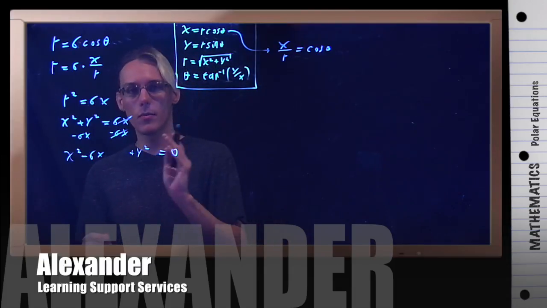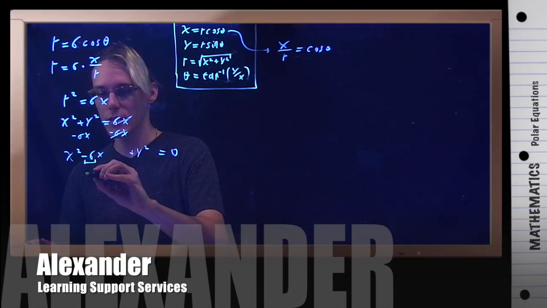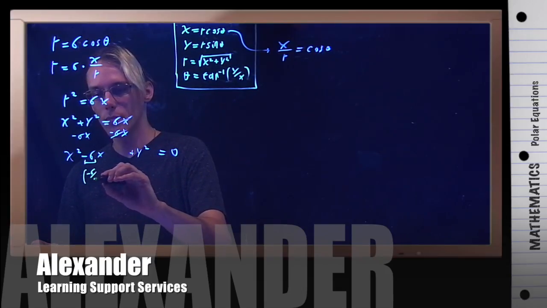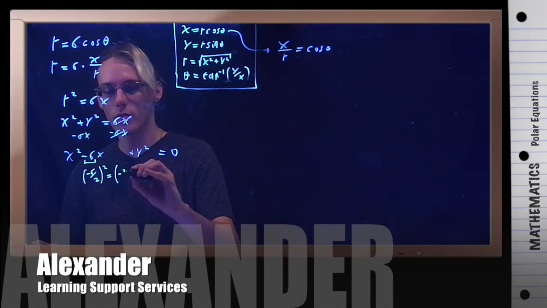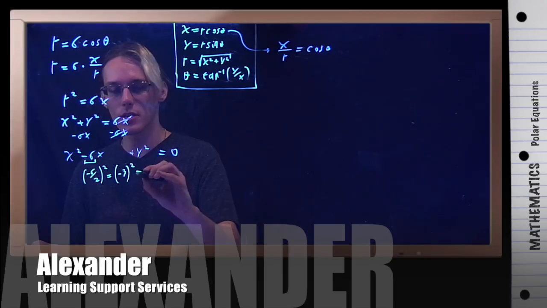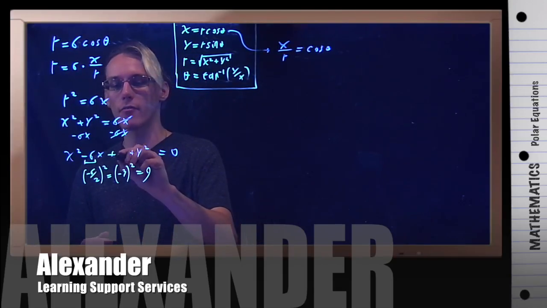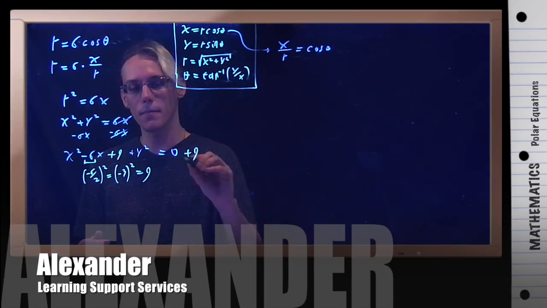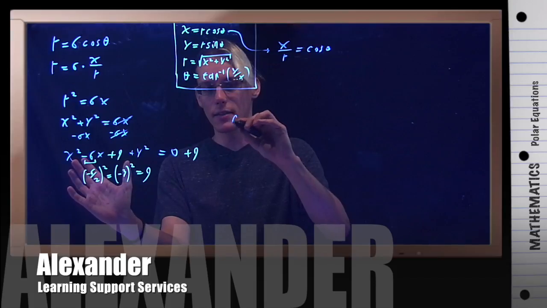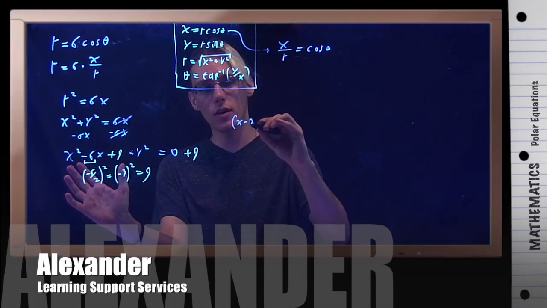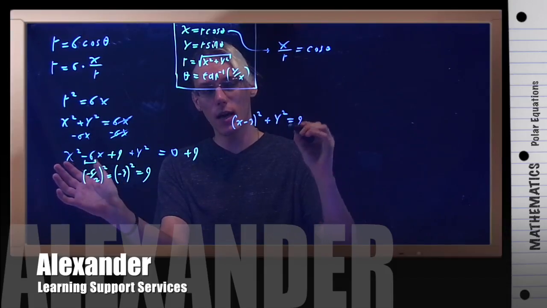So let's do it. Remember, the way you complete the square is you take the middle term, which in this case is negative 6. You divide it by 2, and you square it. So this here would be negative 3 quantity squared, which is equal to 9. Well, if I add this to both sides, I have plus 9 here, plus 9 here. And factoring this now, I get that x minus 3 all squared plus y squared is equal to 9.